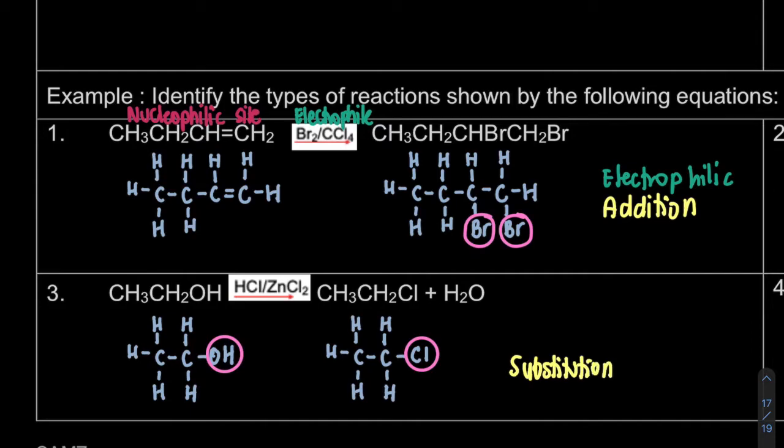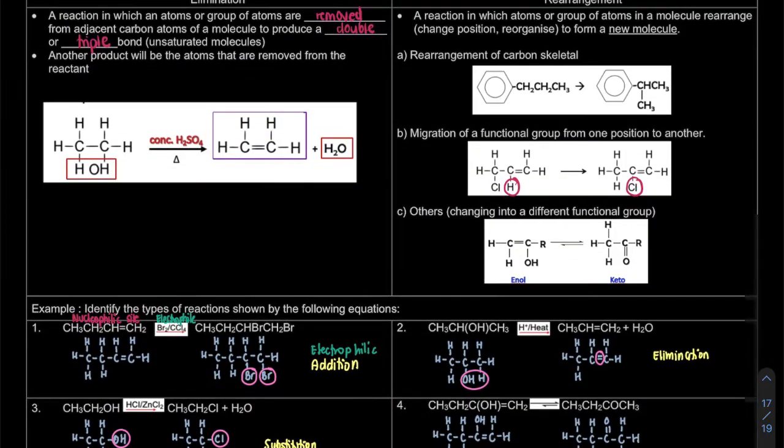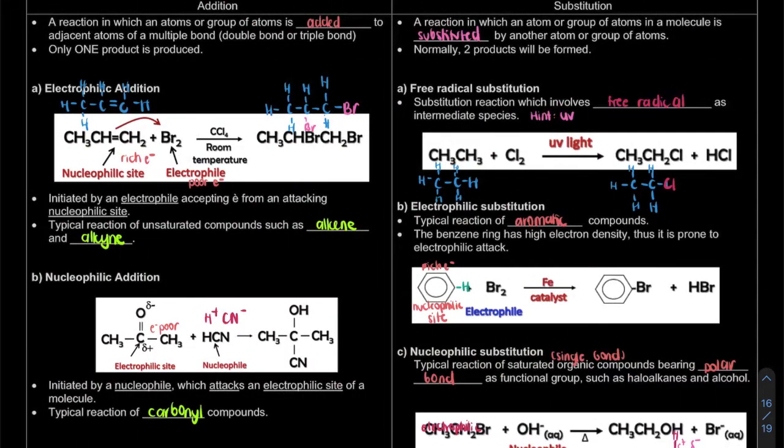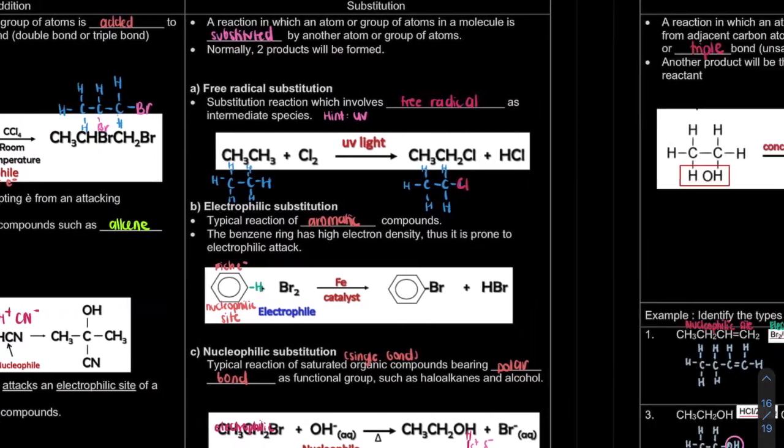Okay, but for substitution, dia ada 3 choices. Ada electrophilic, kita tengok balik sini. We have free radical, electrophilic dengan nucleophilic substitution. Okay, so how do we see it? So we're going to see it in terms of this one. Kita nak tengok electrophilic or nucleophilic side.